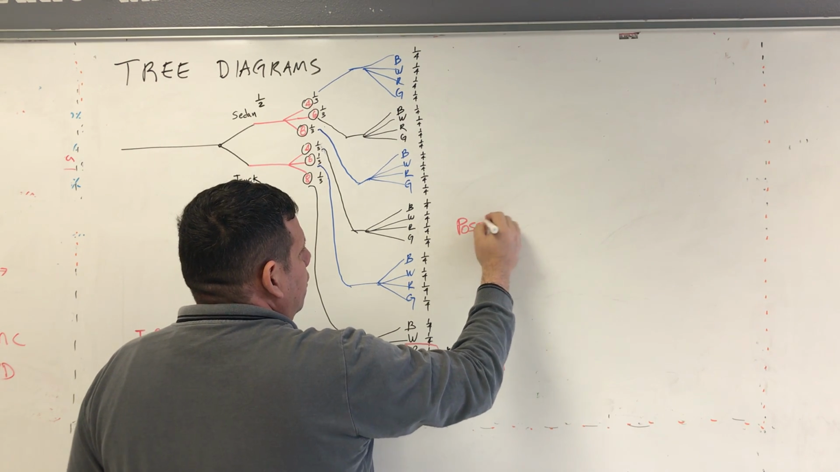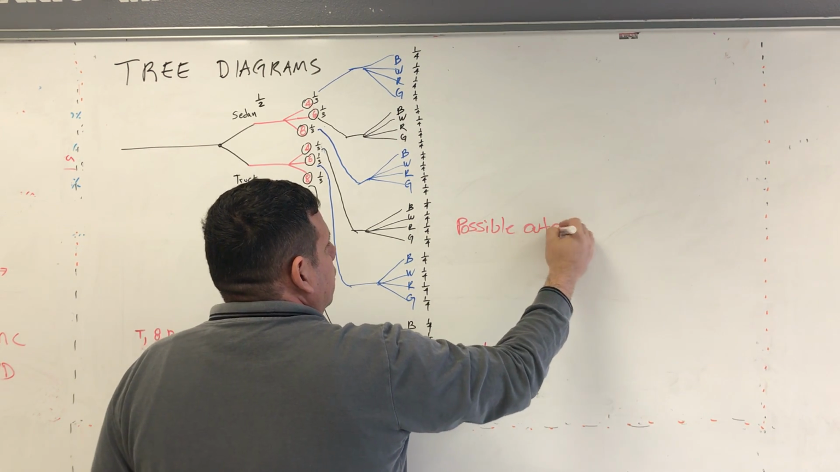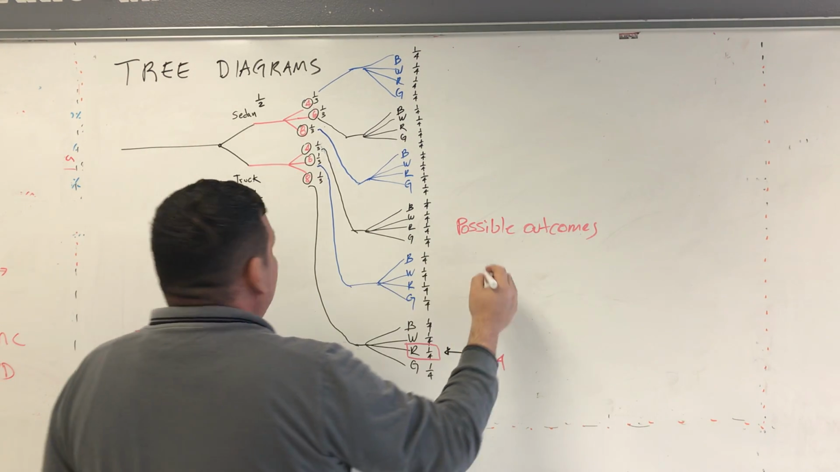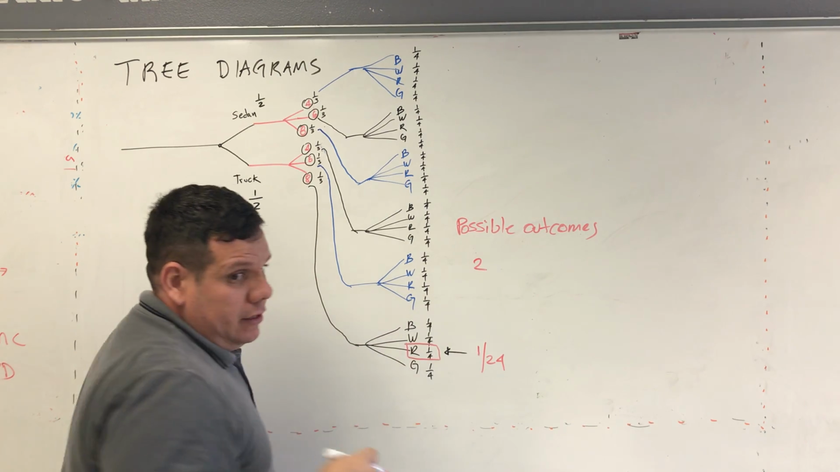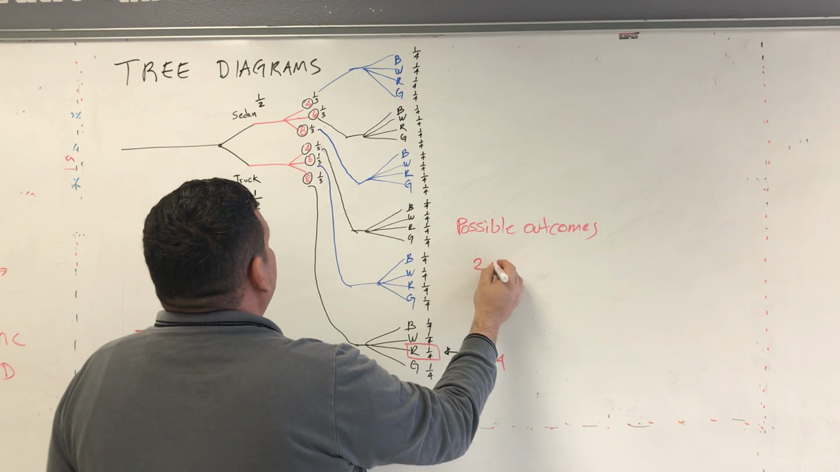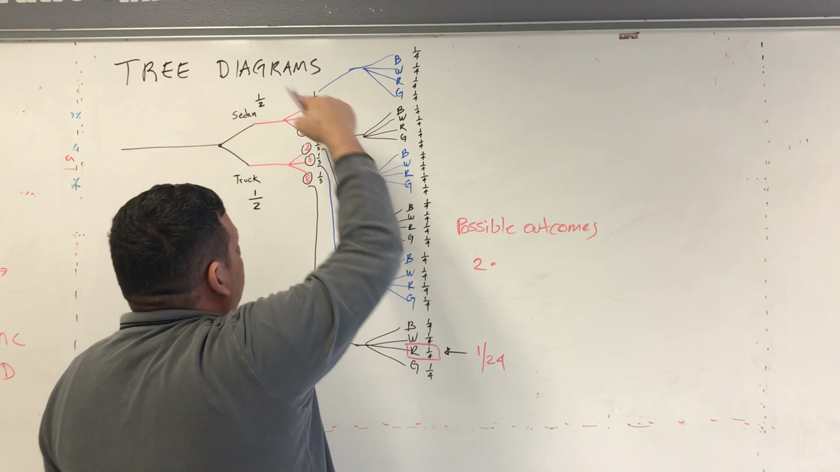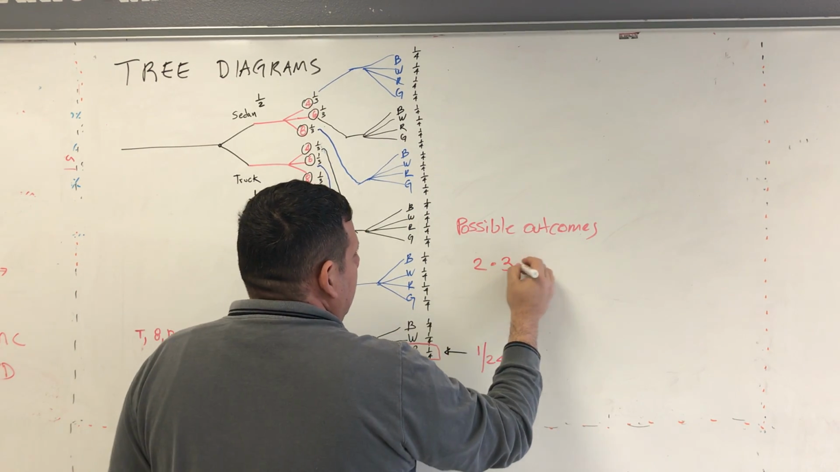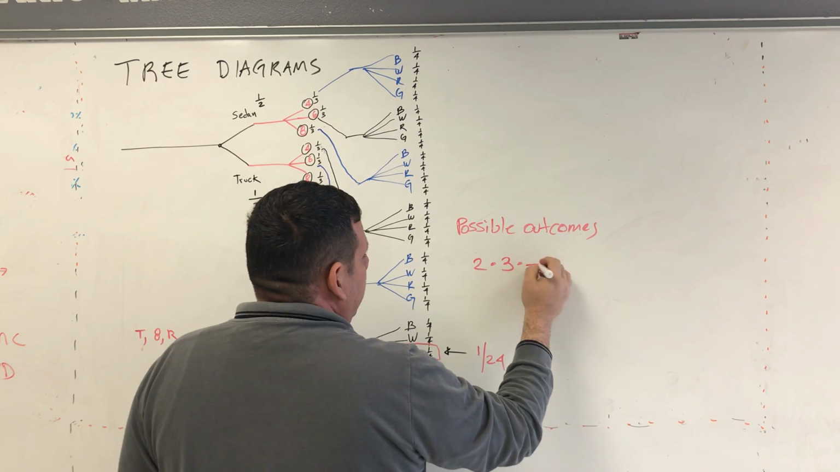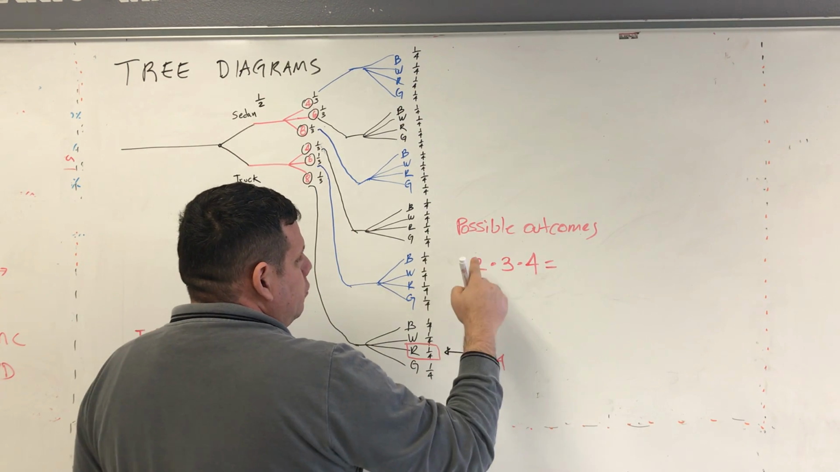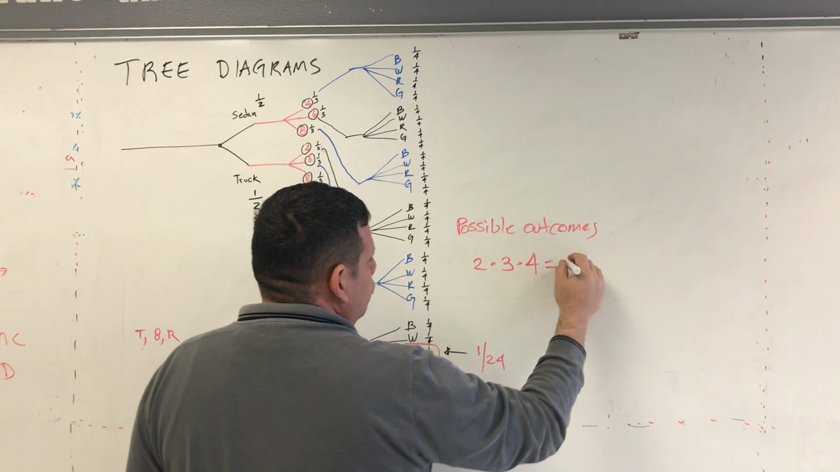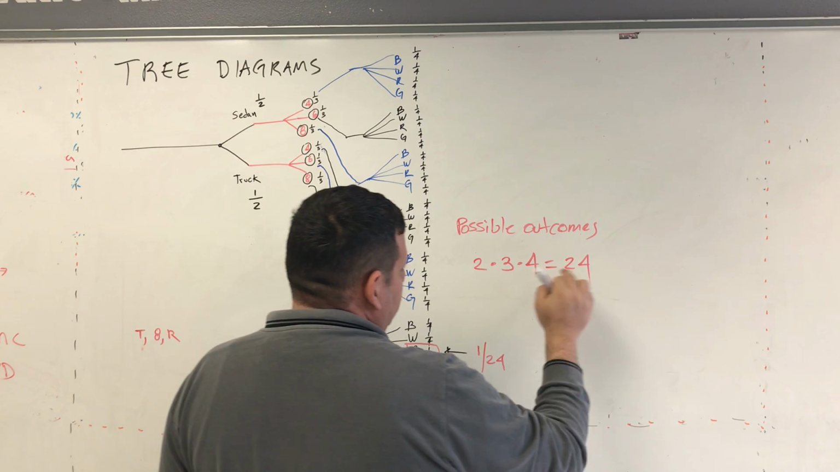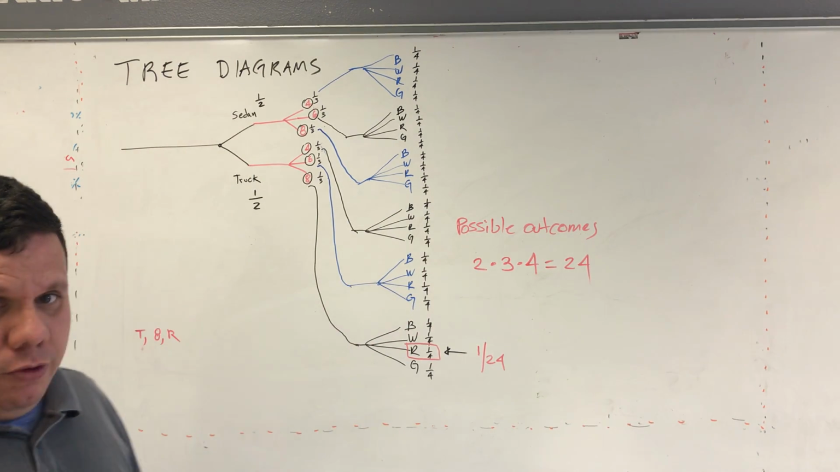The possible outcomes, just multiplying the first 2, which is the type of car, times the 3 types of engine. So we have 3, 4, 6, and 8 cylinders. And then the 4 colors that are available. So if you multiply this, 2 times 3 is 6, times 4 is 24. Okay, so we have 24 possible outcomes.